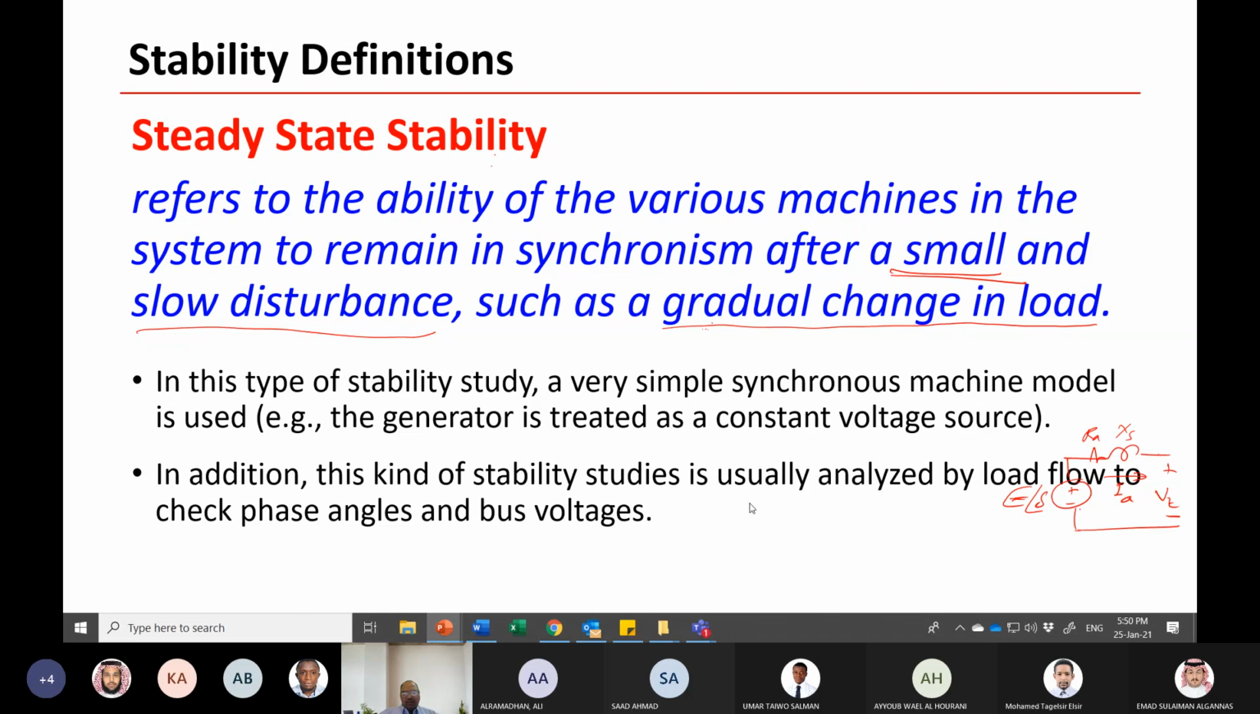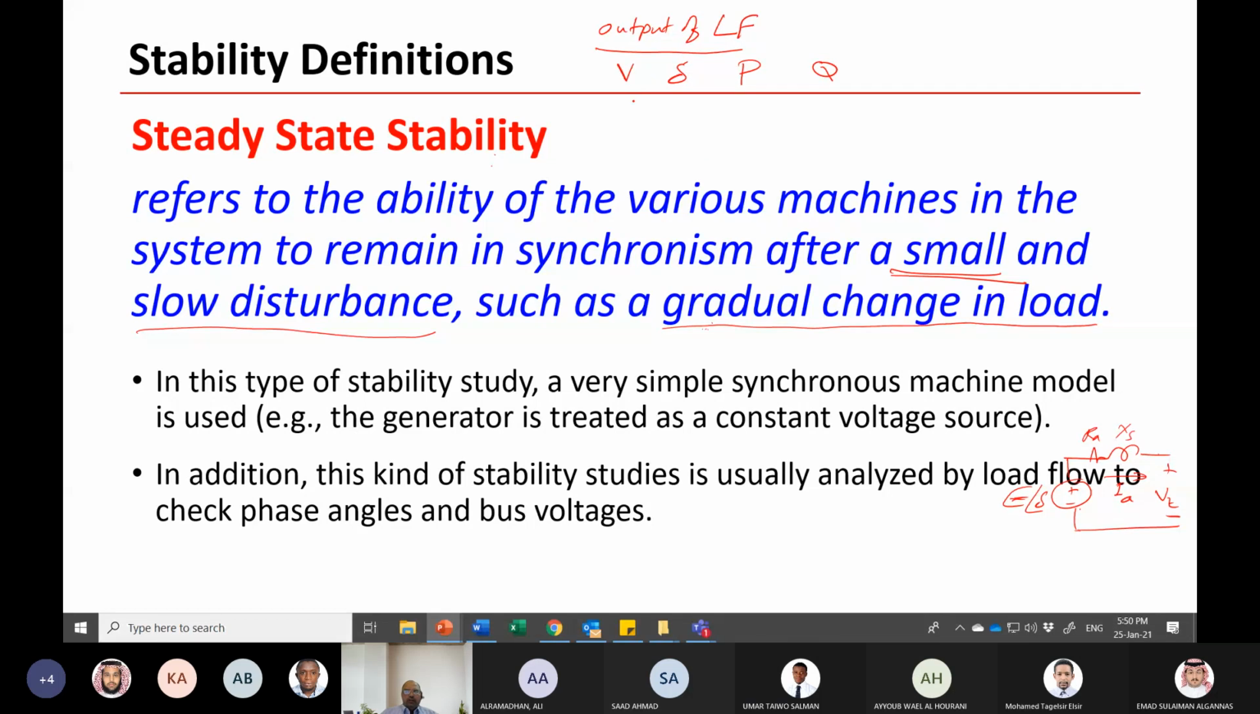In addition, this kind of stability study is usually analyzed by load flow to check the phase angles and the bus voltages. If you look at the load flow results, what is the output of the load flow program? Any answer, Muhammad Taghi sir? Voltage, angle, reactive power, active power.